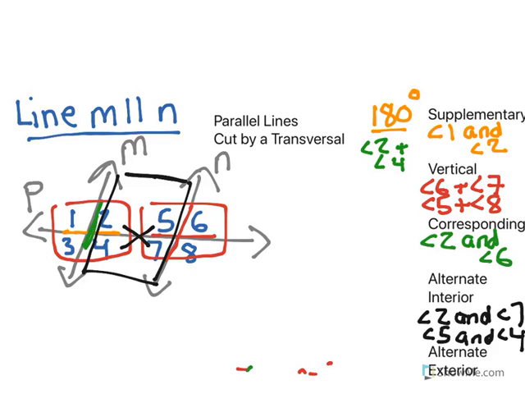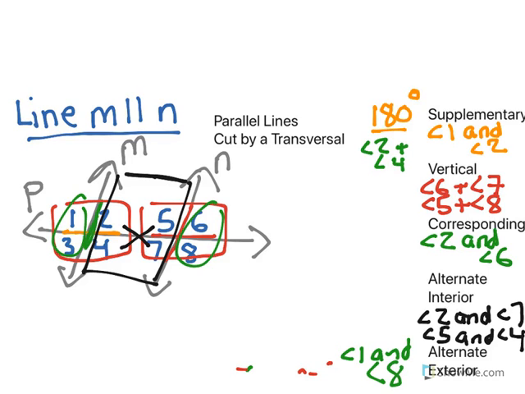Now, along those same lines, our final ones that we're going to talk about are alternate exterior angles. Those are angles that are on the outside of our parallel lines. So now we're talking about these angles 6 and 8, 1 and 3, and angles that are opposite of each other or alternating from each other. So here we're talking about angles 1 and 8, and also angles 3 and 6.